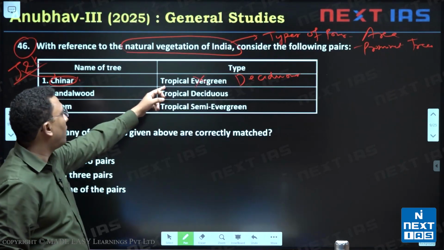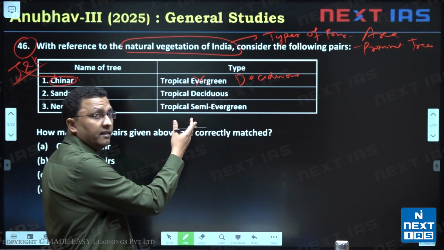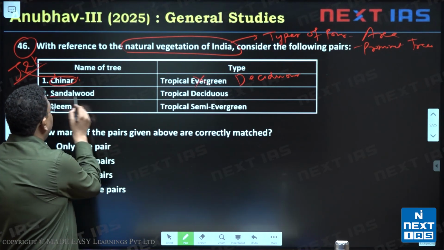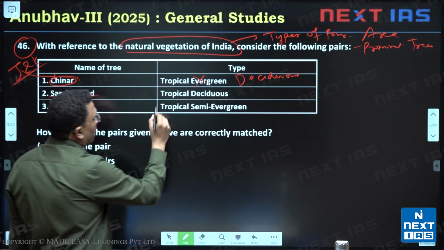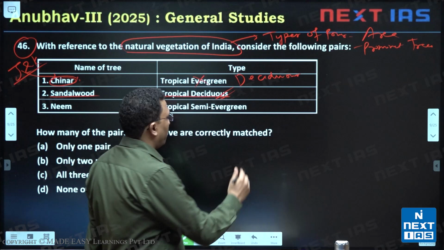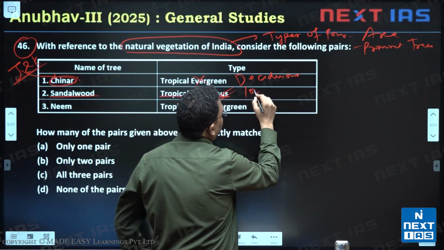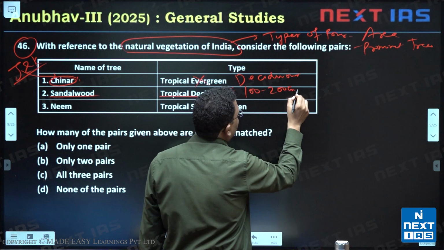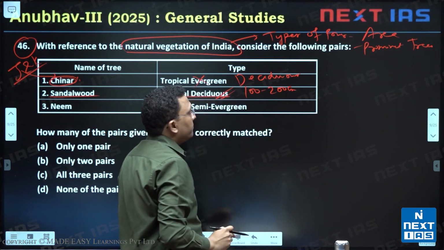So they cannot be evergreen, right? They have to be deciduous only, right? Second one, sandalwood. Sandalwood is tropical deciduous forest. This is correct. Tropical deciduous forests are found in the area having rainfall 100 to 200 centimeter, right?